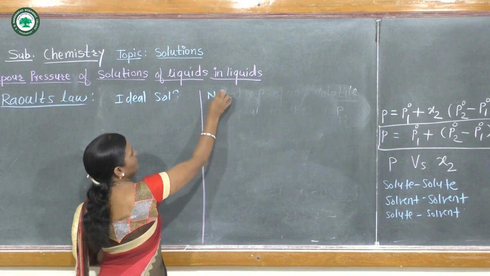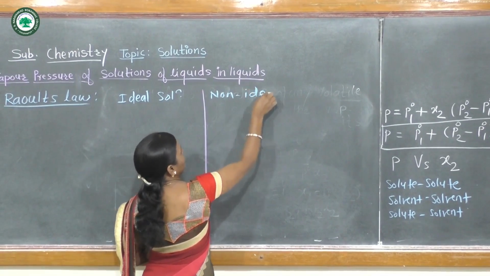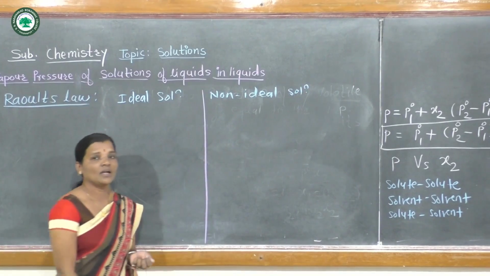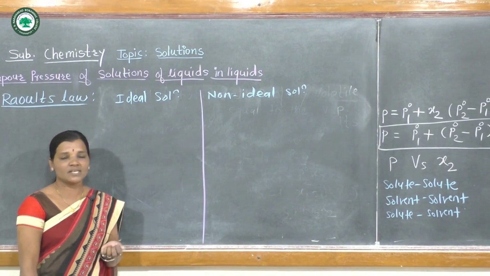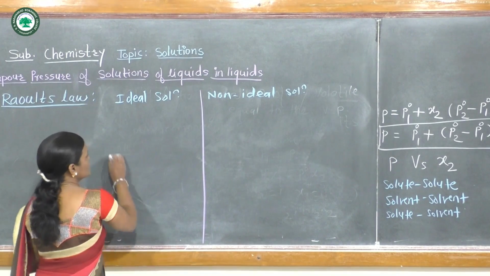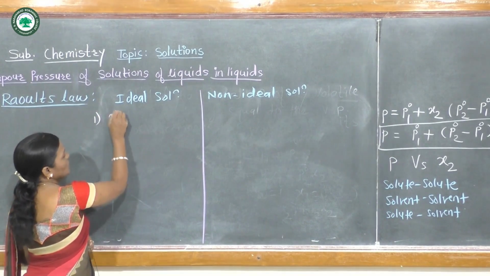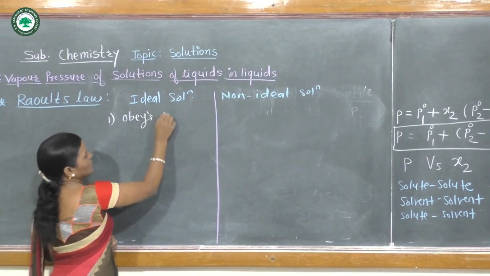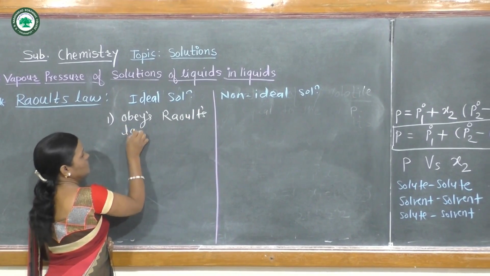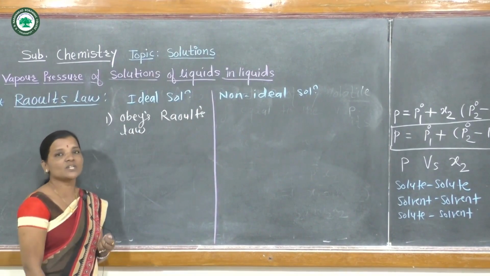And second here, non-ideal solution. Now here, ideal solution means that it is according to Raoult's law. That means the first point we'll consider is that an ideal solution obeys Raoult's law. What is that Raoult's law?